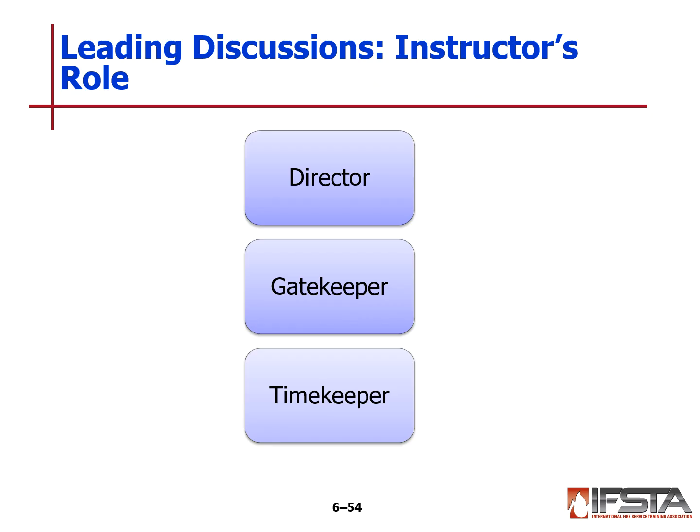The first is director. This person's job is to keep the discussion moving forward. Make sure the students stay focused on the topic. The next role is called gatekeeper. This role ensures that all students have an opportunity to speak, that no one dominates the discussion, and that any cultural differences are considered. And the last role is the timekeeper. This person reminds the students of the time remaining for discussion or summary.